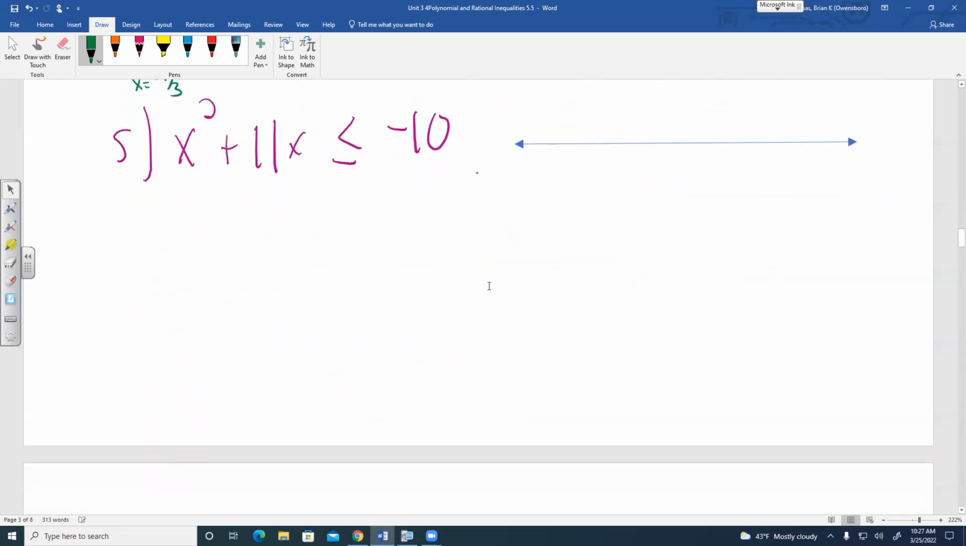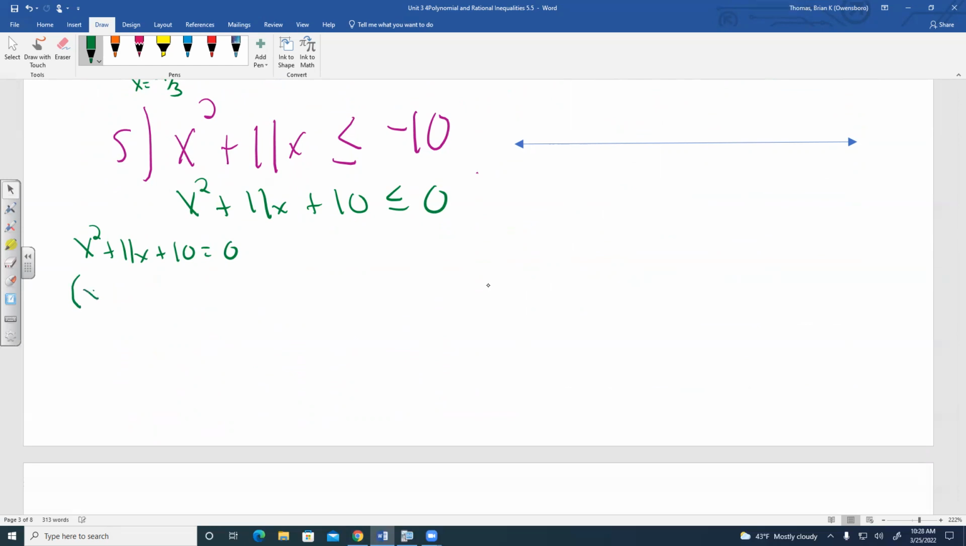x squared plus 11x is less than or equal to -10. So this we actually have to set to 0. I have x squared plus 11x plus 10 is less than or equal to 0, since I have to add 10 to both sides to get the inequality on one side and 0 on the other. Again, we want to find the zeros, so we can set x squared plus 11x plus 10 equal to 0. This is not that hard to factor, so I really don't need any graphing tools to do that, because remember, x-intercepts are zeros or solutions to these problems.